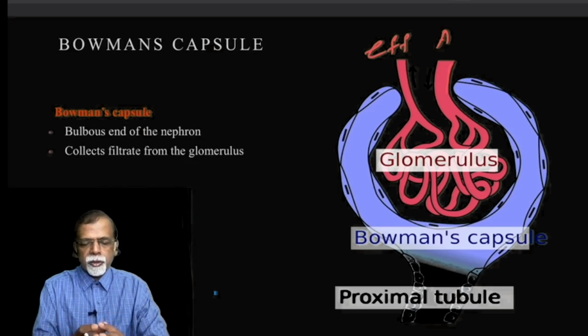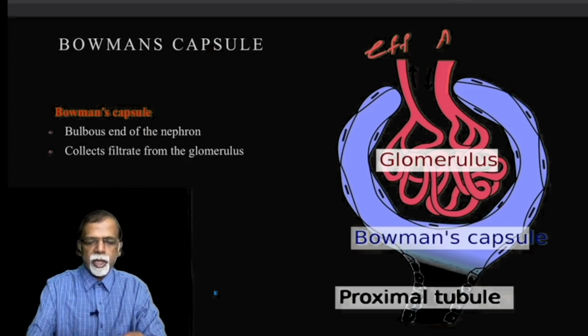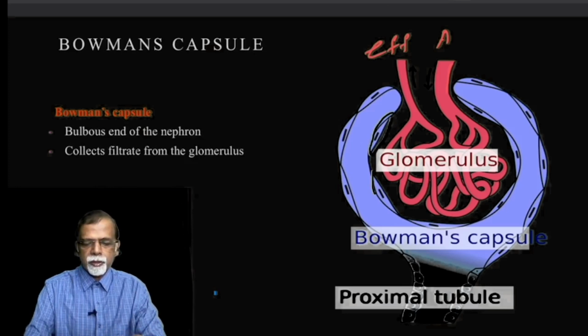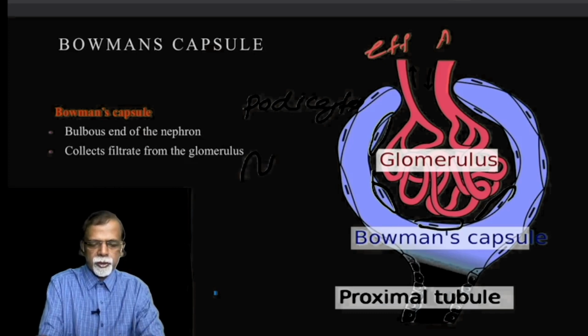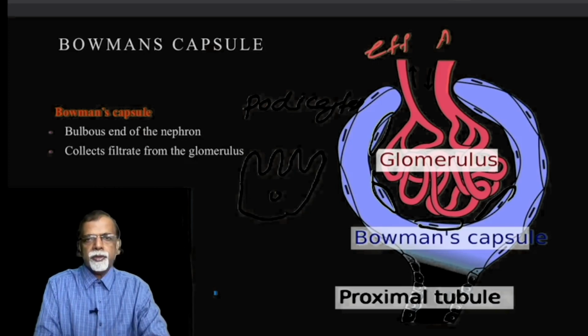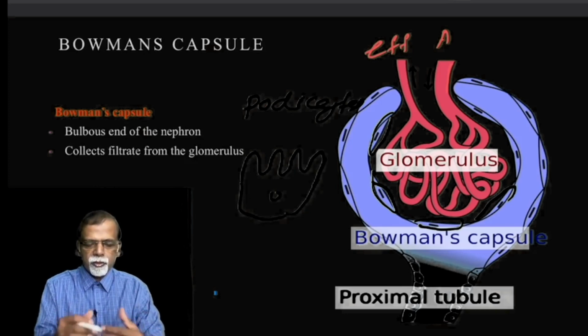The Bowman's capsule has got two layers. One is the visceral epithelium. So this part is the visceral cells. They are modified into what are called the podocytes. So the visceral cells are modified into podocytes. The podocyte has foot processes, and this is the modified visceral cell which has foot processes that sit on the outer aspect of the capillary network.